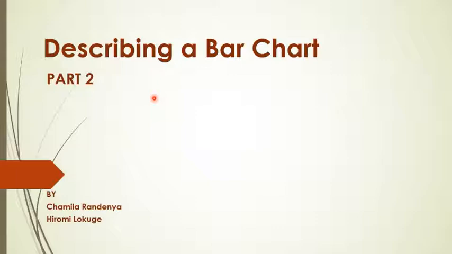Okay, welcome to the second part of the lesson, describing a bar chart. In the first lesson, you learned mainly two things. One is the vocabulary needed to describe a chart. And also you learned the sentence structures that are used to describe a bar chart. Those were the two things that you learned: the vocabulary needed to describe a chart, and the sentence structures that are commonly used when describing a chart.